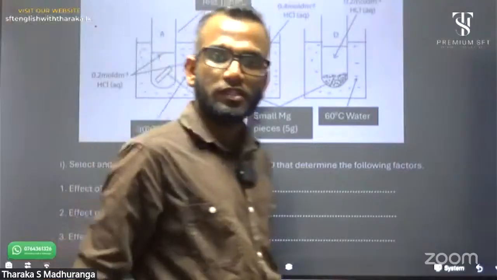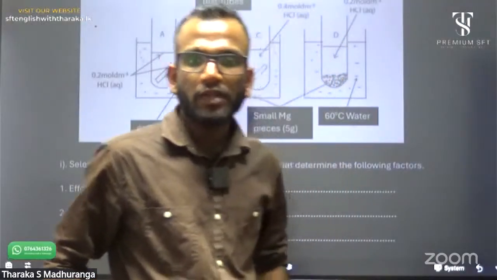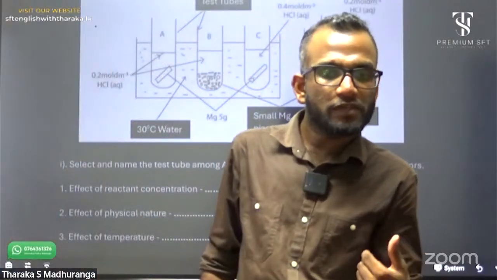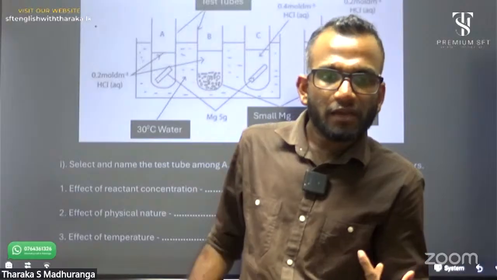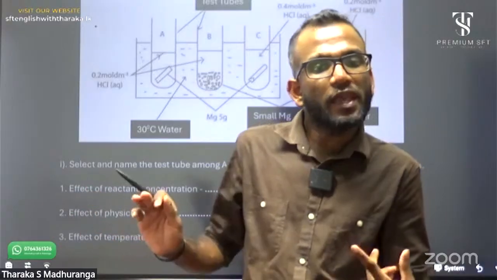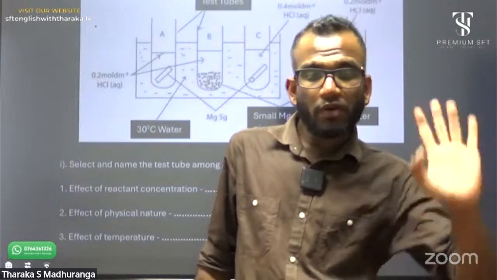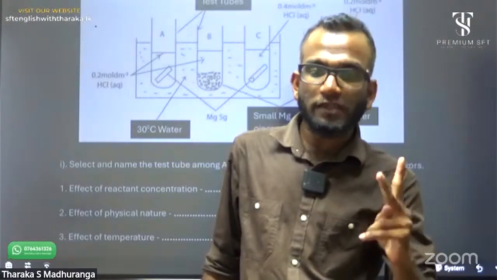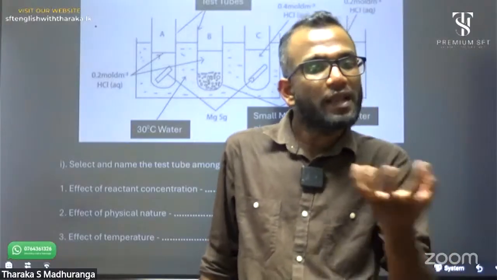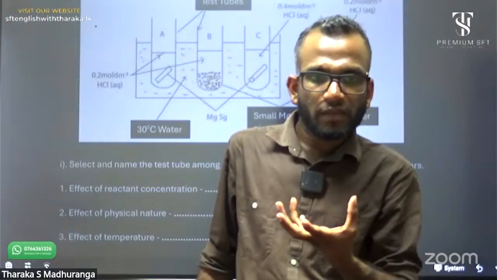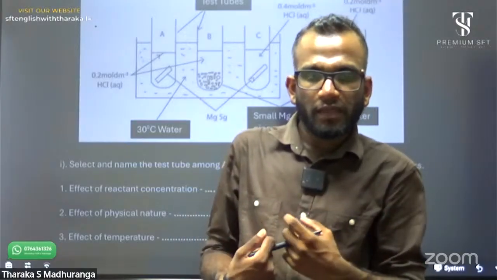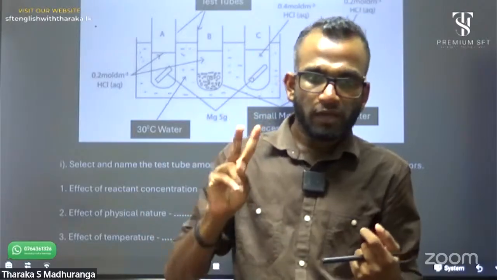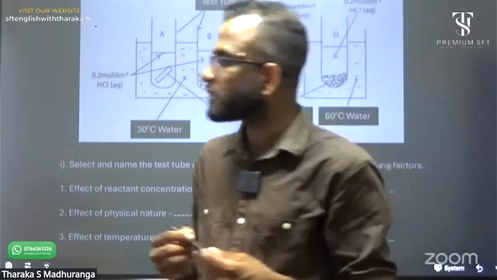Then the effect of reactant concentration: now only concentration is changing. And another thing you have to remember, some students write the effect of concentration using only one test tube. No, for all experiments in O level science you're doing, we should have two main samples, the experimental sample and the control sample. Otherwise, how can we compare? Always a minimum of two test tubes is required for one experiment, right?